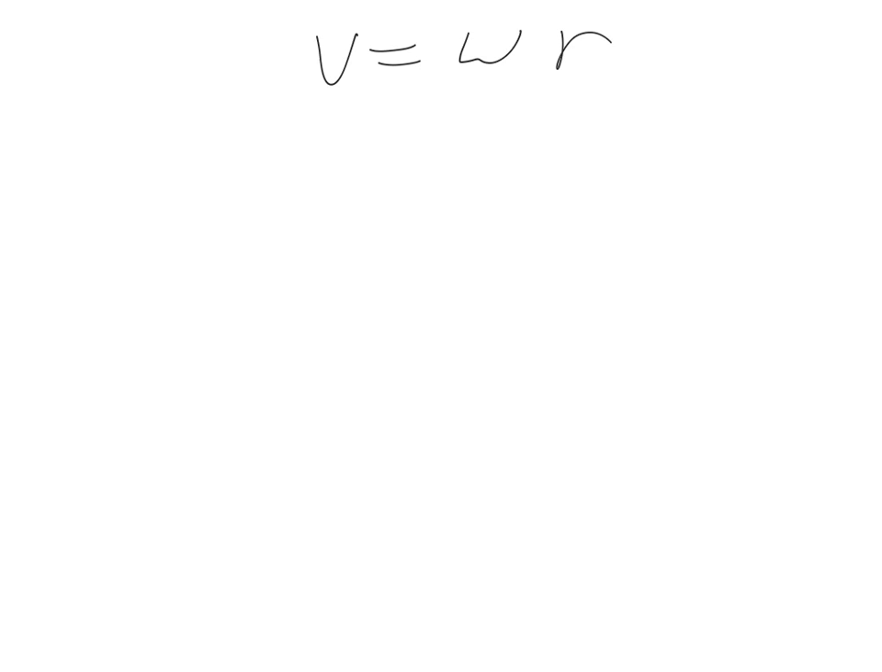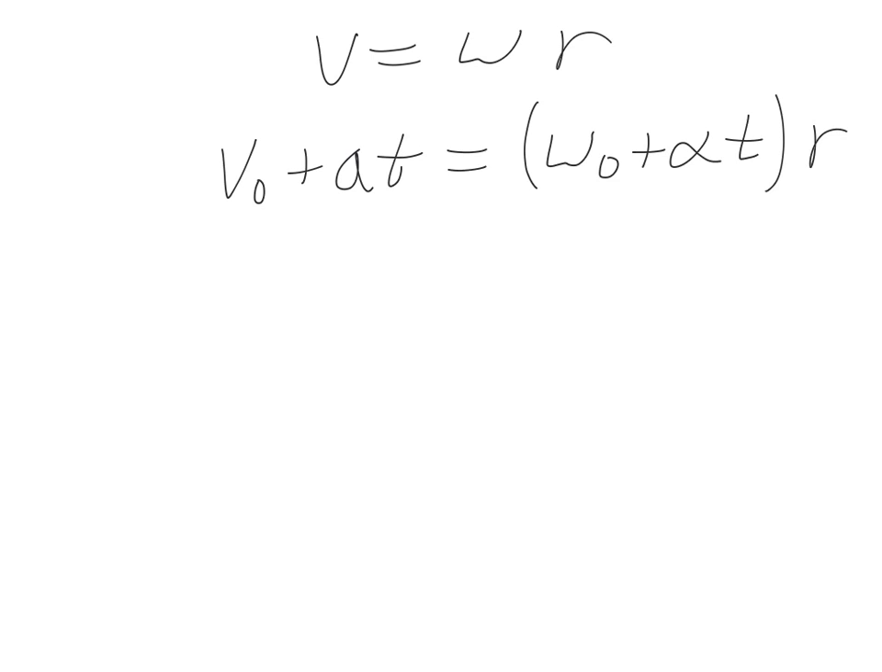In order to find the time it takes for smooth rolling to occur, we're going to plug in our expression for v into this side of the equation. And then we'll plug in our expression for omega into this side of the equation, with omega naught equals 0 and alpha you find from the torque equation. And so therefore you can solve for t.